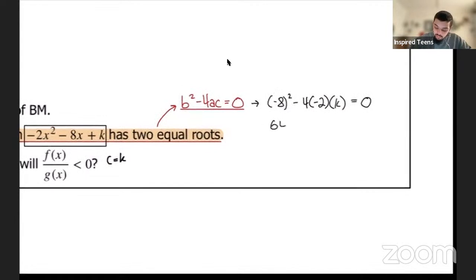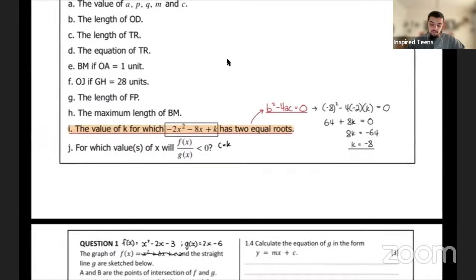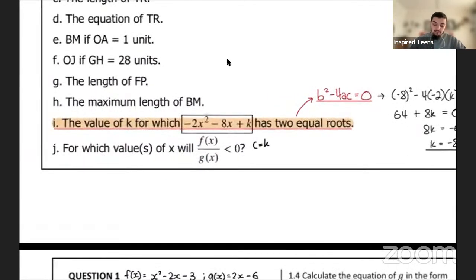So this gives us 64. This gives us positive 8k, and that gives us 0. Eventually we get 8k is equal to negative 64, and k is equal to negative 8. So this is an example of how they could test your knowledge of roots in parabolas. Find the value of k for which negative 2x squared minus 8x plus k has two equal real roots. We have to formulate an equation for the discriminant and equate it to 0. That's how we solve it.